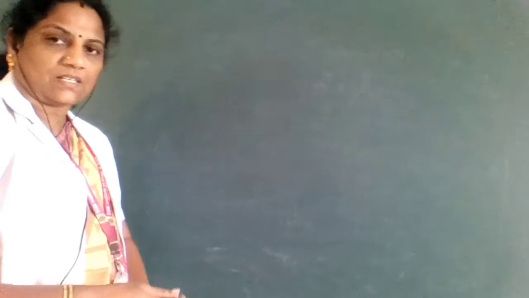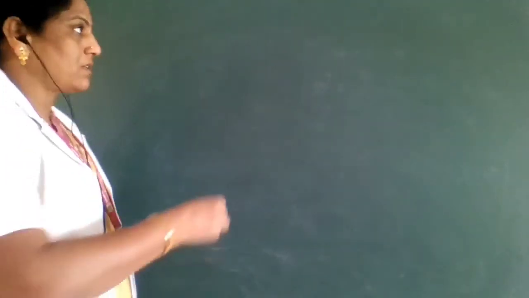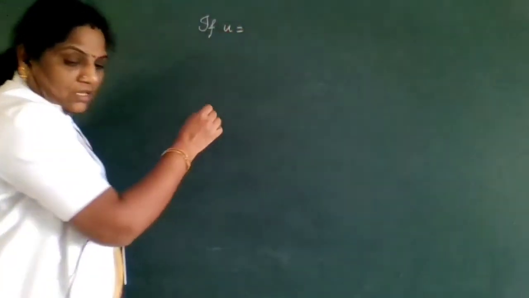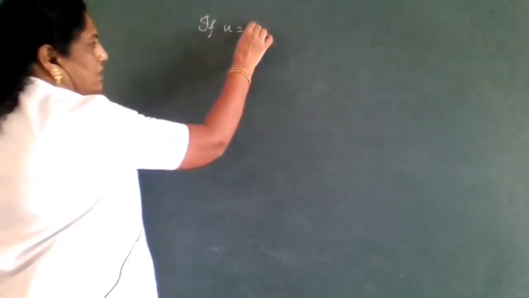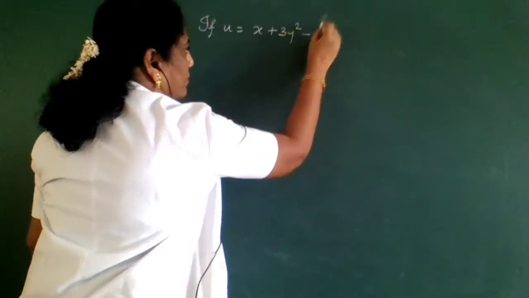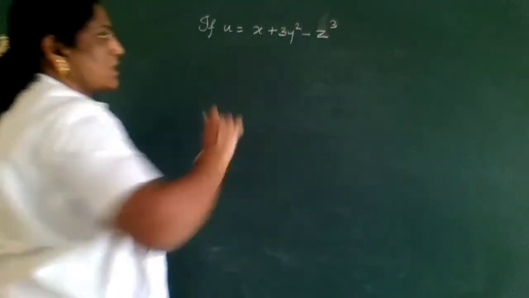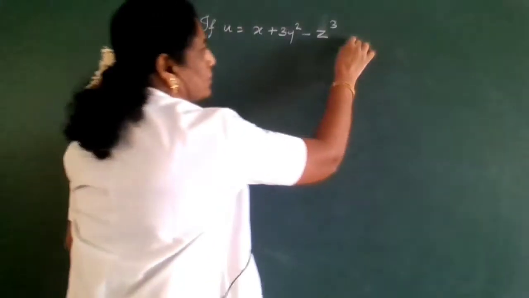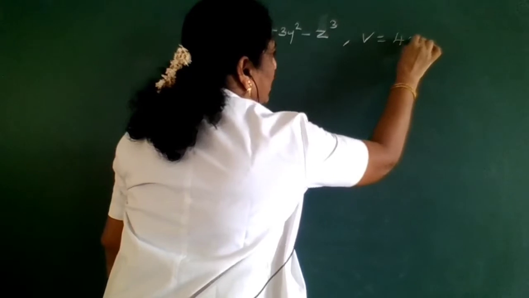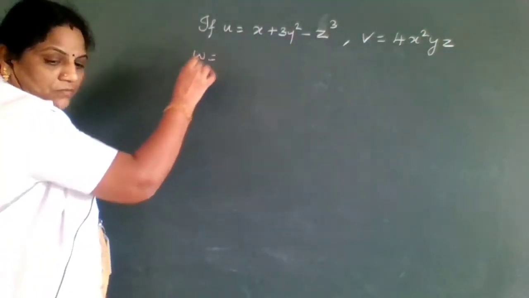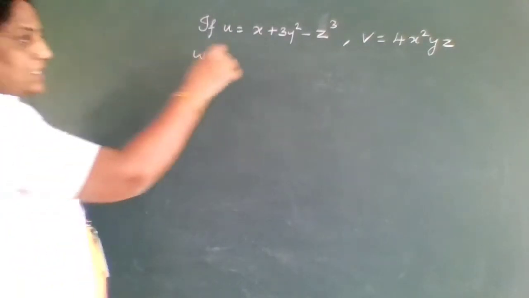Next, we see three variable functions. If u equals x plus 3y squared minus z cube, and v equals 4x squared minus z, w equals 2z squared minus xy.